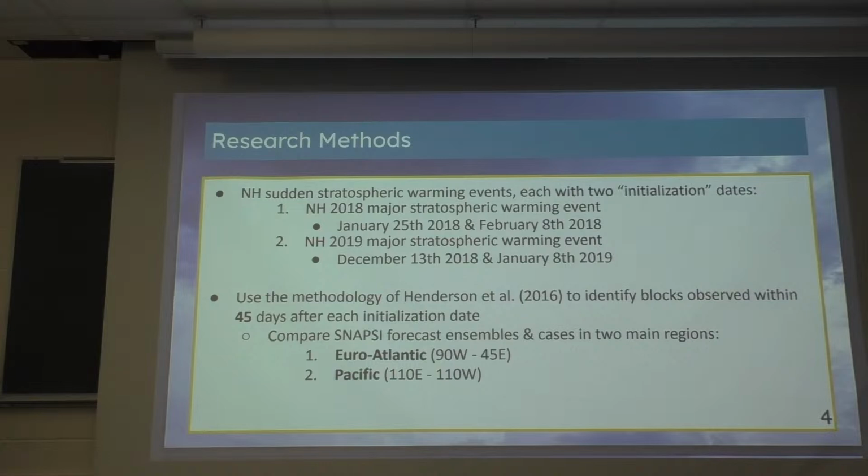So for the 2018 event, that's January 25th and February 8th, and for the 2019 event, that's December 13th and January 8th. I use the methodology from Henderson's 2016 paper to identify blocks observed 45 days after each of these initialization dates. Within these dates, I have blocks that I'll compare across the different cases and different SAMC forecast ensembles, separated mostly into 2 regions, one which combines the European and Atlantic region, and one that's the Pacific region.